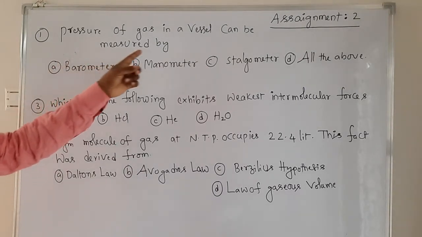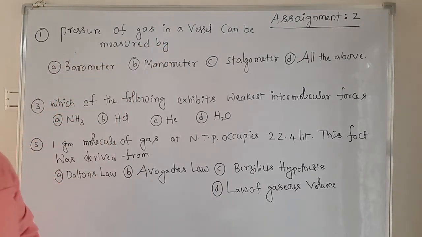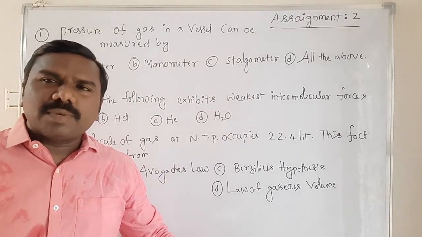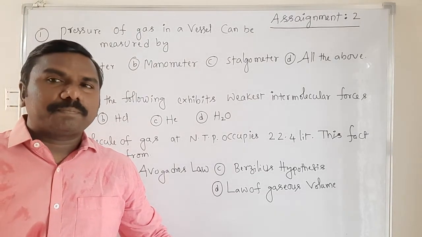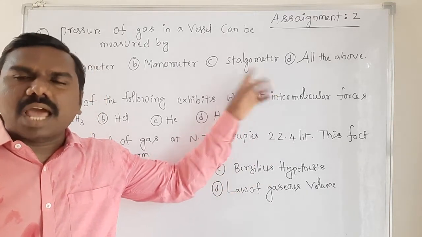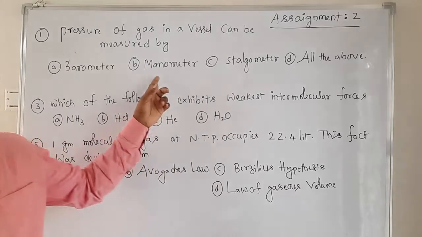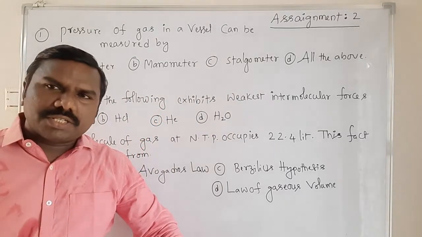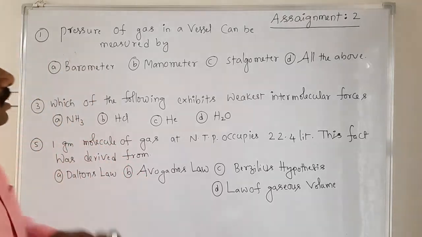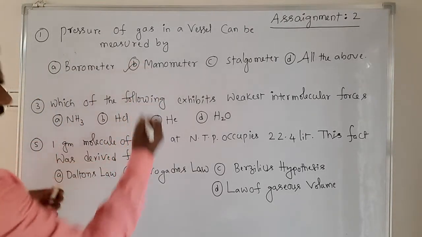Pressure of a gas in a vessel can be measured by. Generally, atmospheric pressure is measured by a barometer, surface tension is measured by a stalagmometer, and a manometer is used to measure the pressure of gas in a vessel. Answer is manometer. Right?